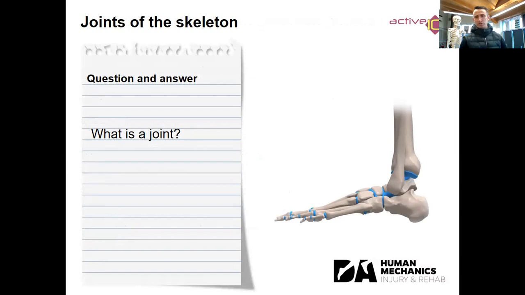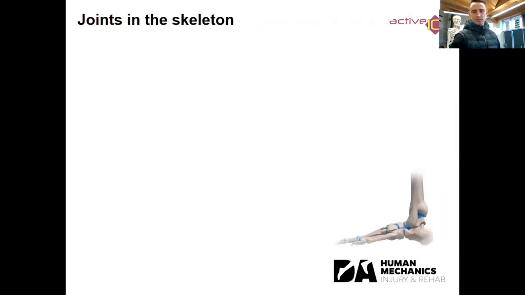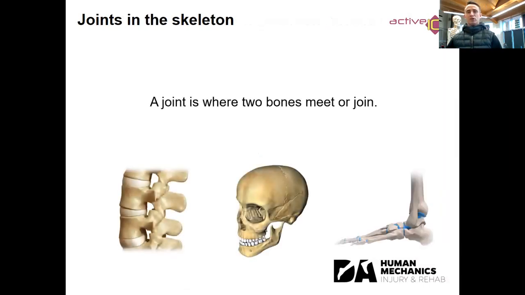Okay, so your introduction. So what is a joint? A joint is a coming together of two or more bones. And it's where these bones may articulate. Articulate is a posh word for moving. So you can see the examples we have on my left, spine, in the middle, skull, and then on the right-hand side, we have a picture of a foot. And again, these are symbolic for the different categories of joints that we have.